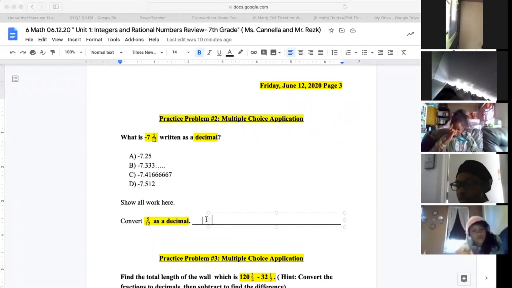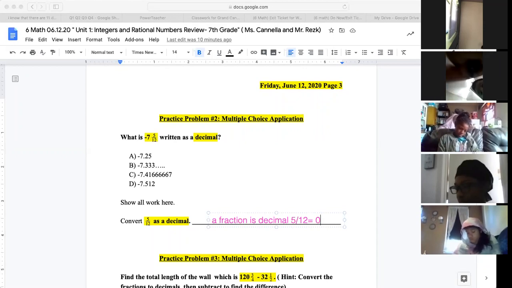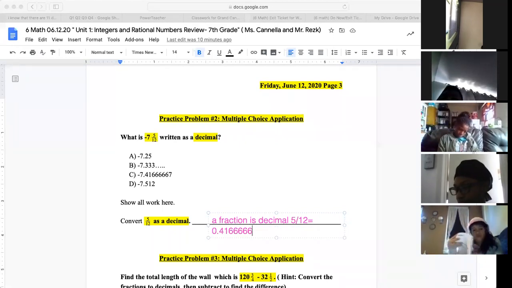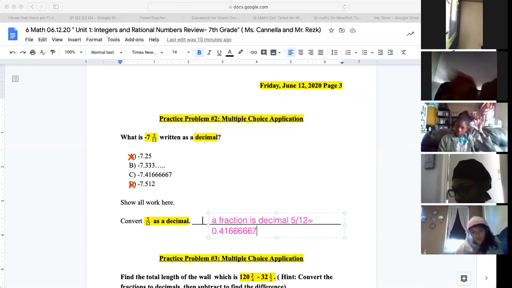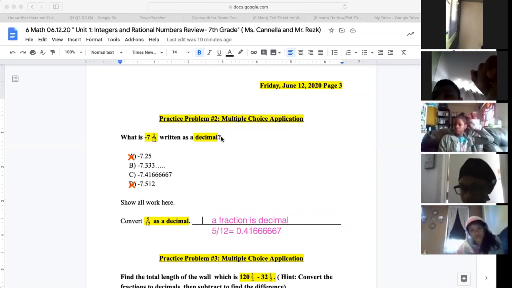So it's C, 7.41666666667. So a fraction is a decimal. Good. So 5 divided by 12 is equal to 0.41, and it has 1, 2, 3, 4, 5 sixes. Let's see that we get 1, 2, 3, 4, 5, and we add a 7. So now, good, Demi, I like that, but hold your thought. You're one step ahead of me.